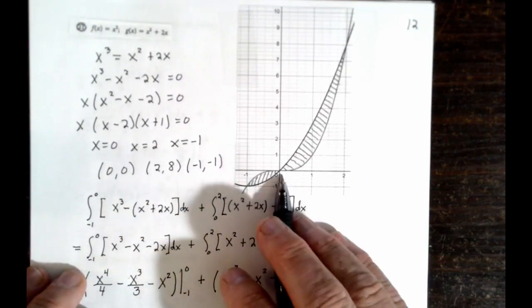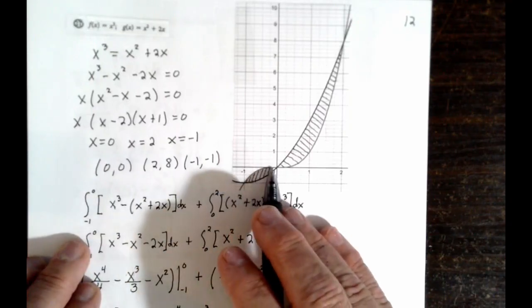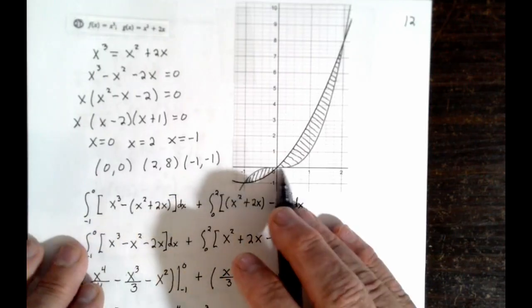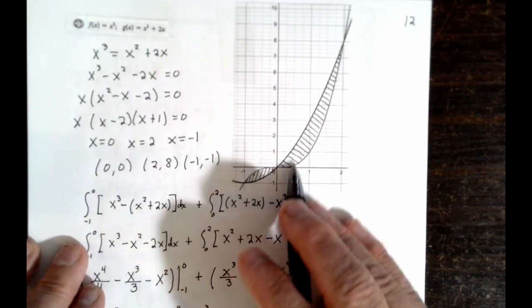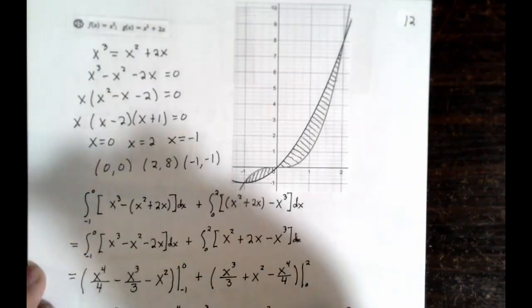So from minus 1 to 0, we're going to put the cubic higher than the quadratic, so the cubic comes first. And then from 0 to 2, we're going to put the quadratic first and the cubic second. And then you integrate each one, and you get your answer.